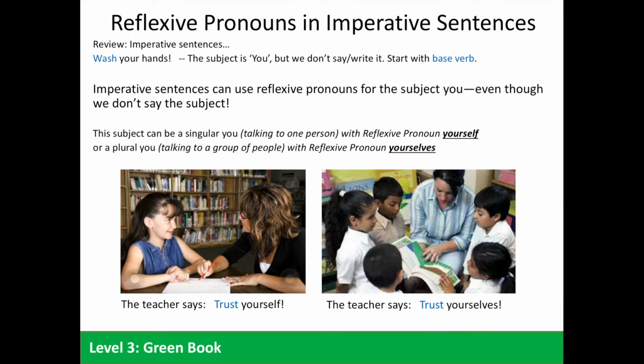For example, looking at the picture on the left, we have the singular. The teacher says, "Trust yourself." And the picture on the right, well, we have a plural or group. So the teacher says, "Trust yourselves."